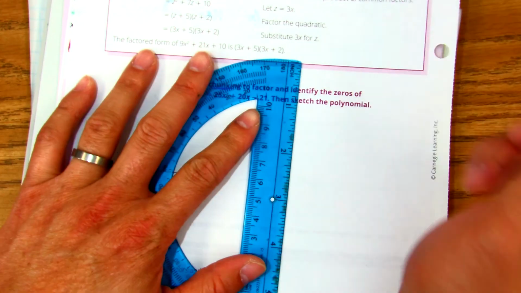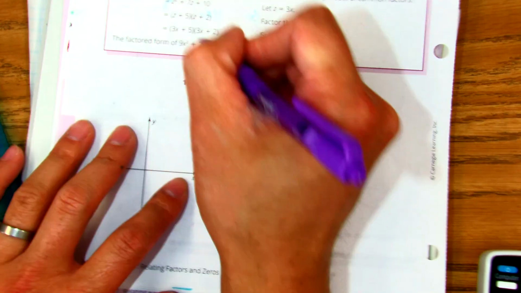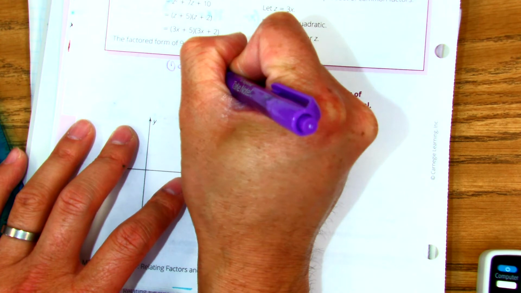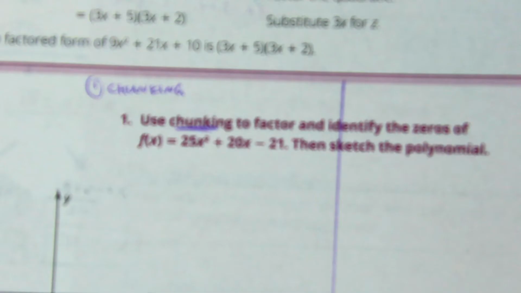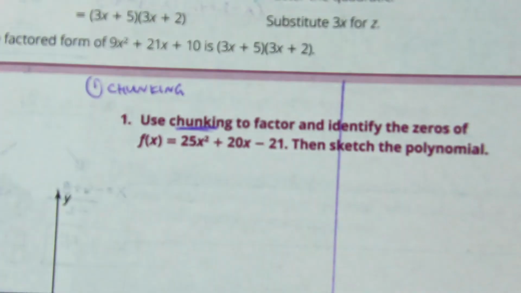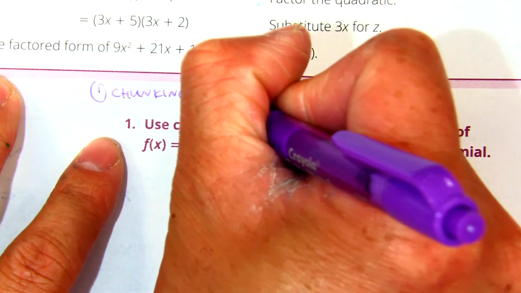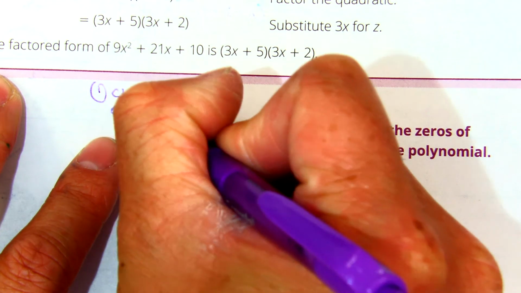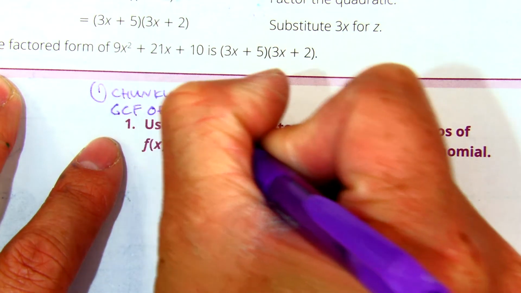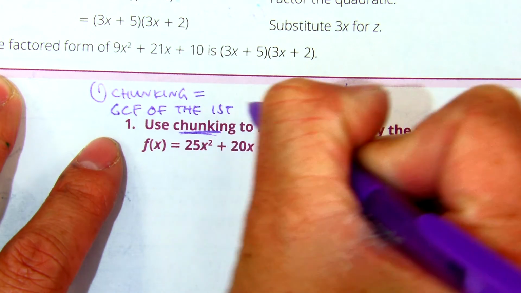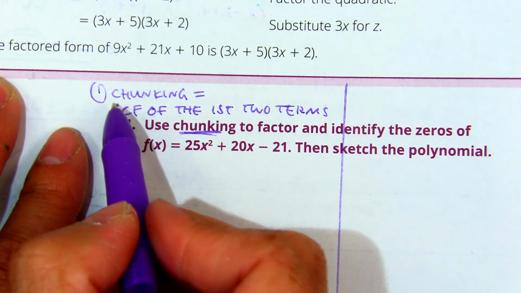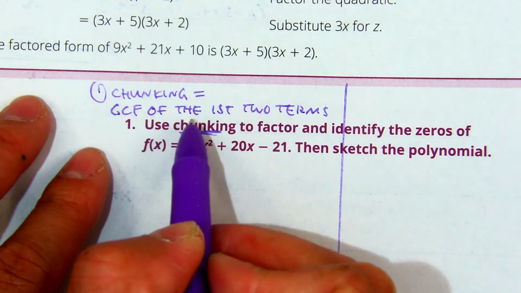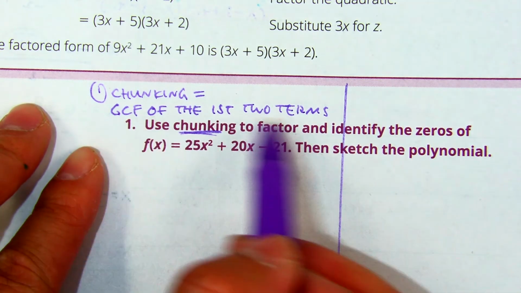So let's split this in half. On this side, I'm going to show you guys chunking. And how would I define chunking? Chunking factoring. Try to focus. It is a GCF of the first two terms. Chunking is equal to the greatest common factor of the first two terms, not all of them.